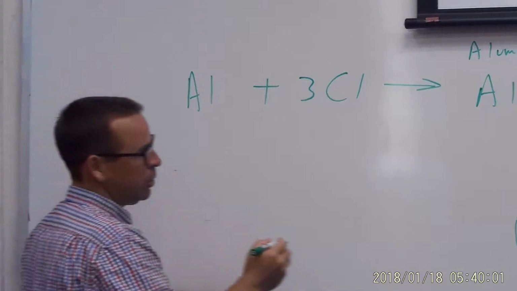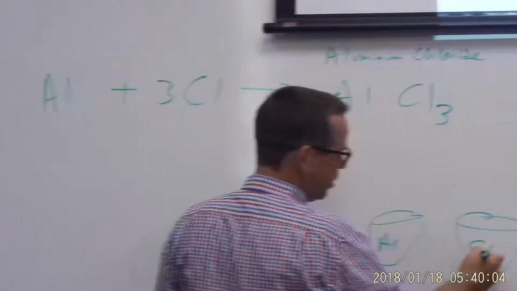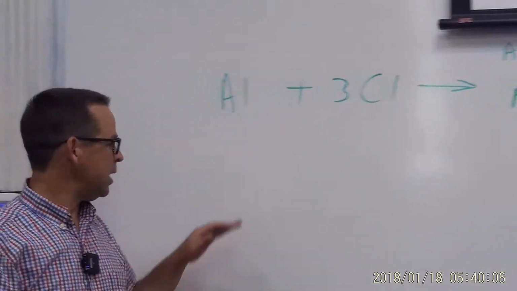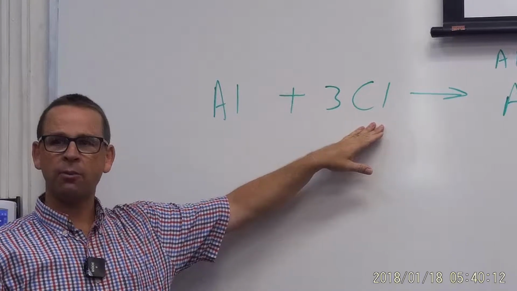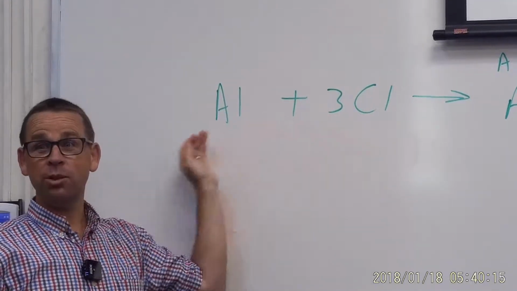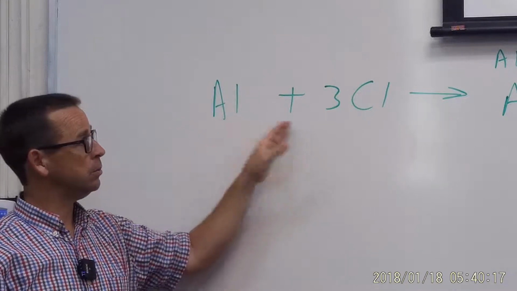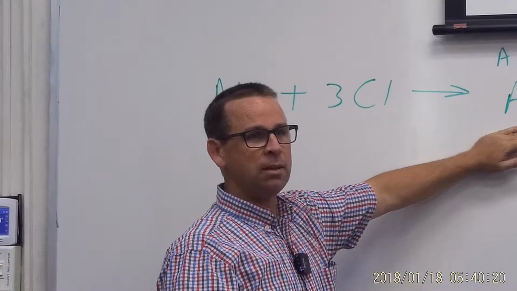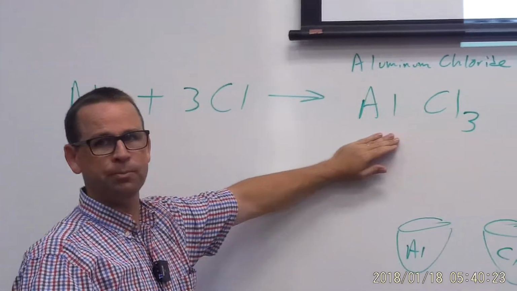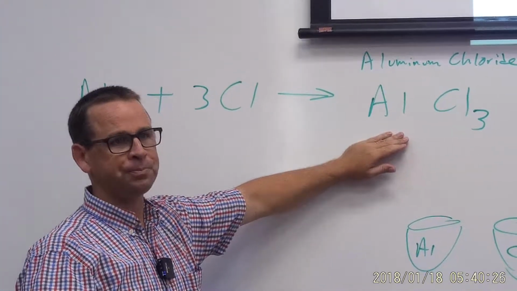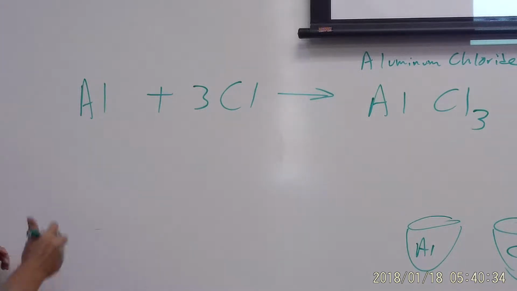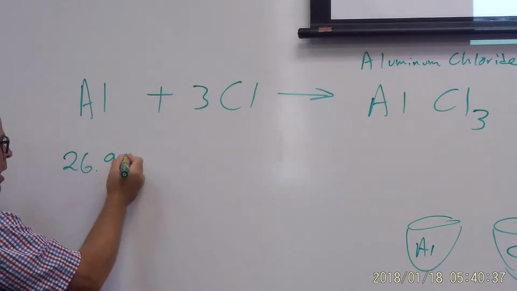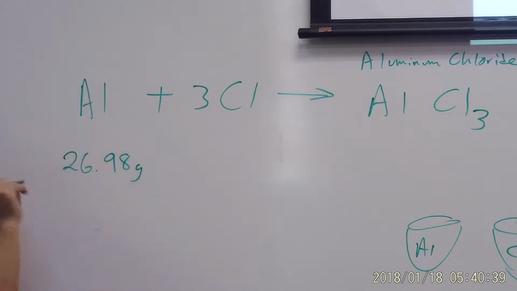So here's my container of aluminum. And here's my container of chlorine. How many grams of aluminum do I have to weigh out? And how many grams of chlorine do I have to weigh out? If I want to make sure all of it is used, I don't want to have any extra leftovers, to get a unit of this aluminum chloride. Okay? So how much aluminum do I have to weigh out to get a unit of aluminum? Okay, about 26.98 grams of aluminum to get 1 unit of aluminum.